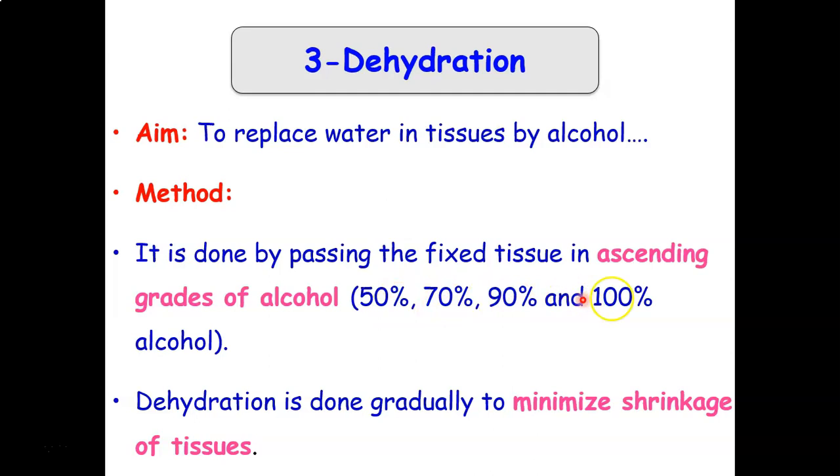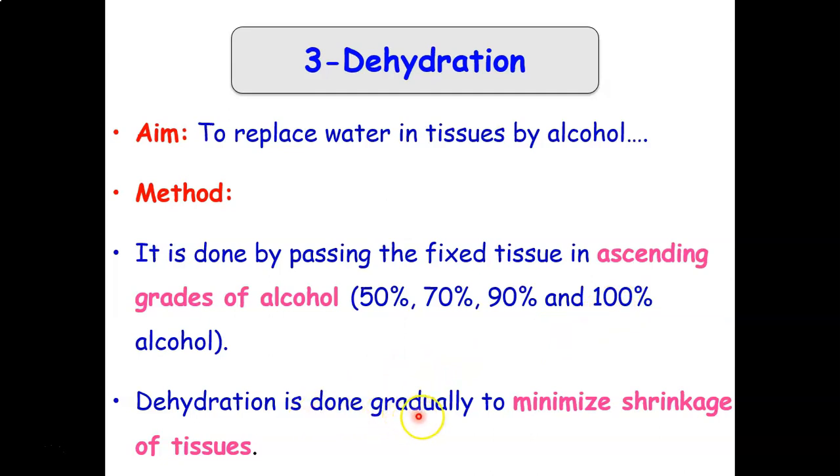You will note that the concentration rises from 50% until absolute. If you think about the cause, you will find that the concentration of water here is 50% and the 50% alcohol. Then we minimize the concentration of water into 30%. Then here the concentration of water becomes 10%. And then finally the water content will be zero. By this concentration, the only chemical component present inside the tissue is the alcohol.